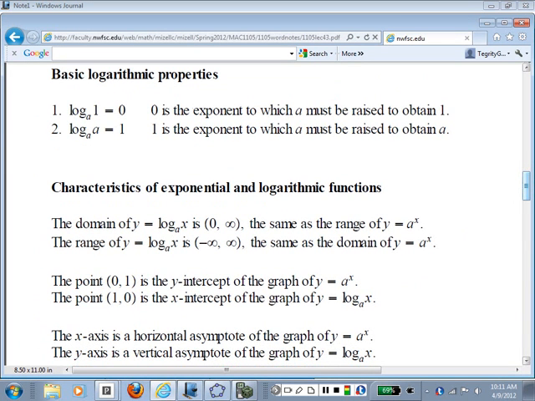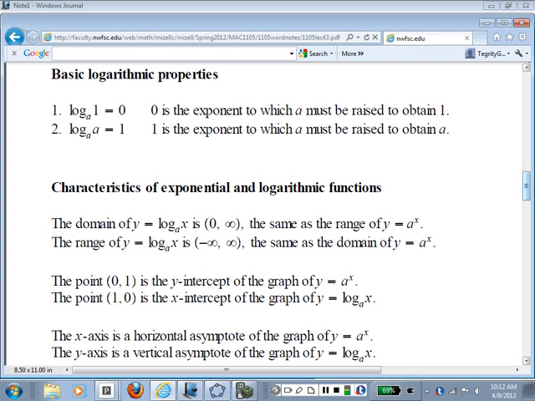And those two properties at the top, they're the ones we just illustrated. Log base A of 1 is always equal to 0, and if the bases match, log base A of A is always equal to 1. I think I touched on just about all these properties, these characteristics of exponential and logarithmic functions. I definitely talked about the domain and the range of the log function.